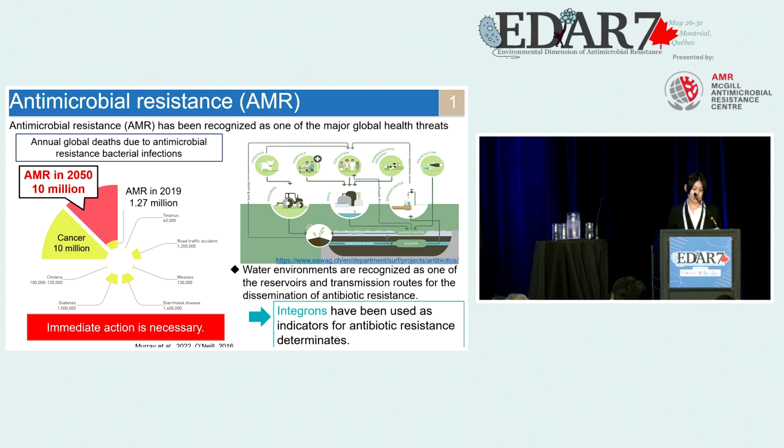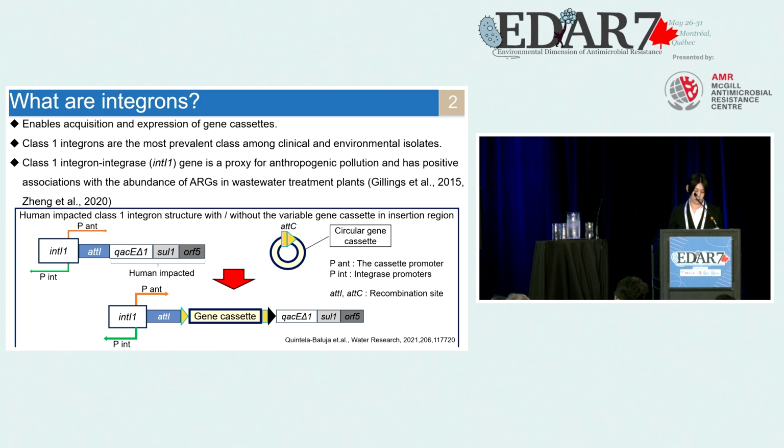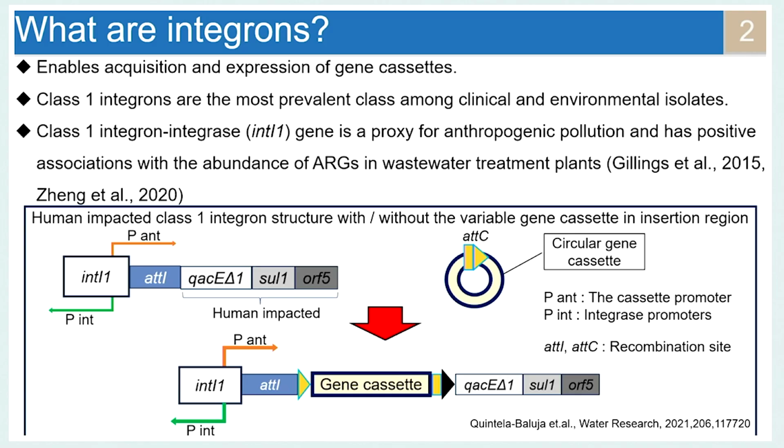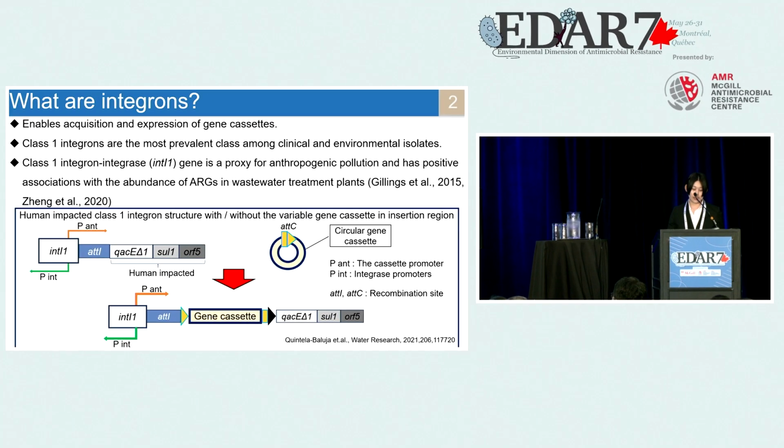Water environments are recognized as one of the reservoirs and transmission routes for the dissemination of antibiotic resistance, and integrons have been used as an indicator for antibiotic resistance determinants. Integrons allow for the acquisition and expression of antibiotic resistance gene cassettes. There are 3 classes of integrons, with class 1 integrons being the most frequently found in clinical and environmental settings. The class 1 integron integrase gene is a proxy for anthropogenic pollution and has positive associations with the abundance of ARGs in wastewater treatment plants.